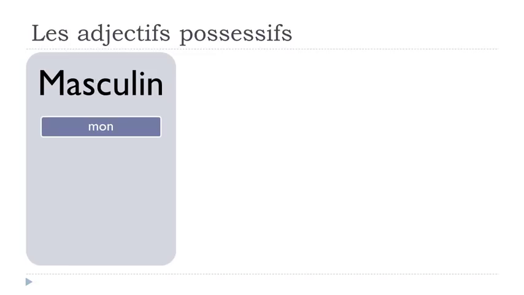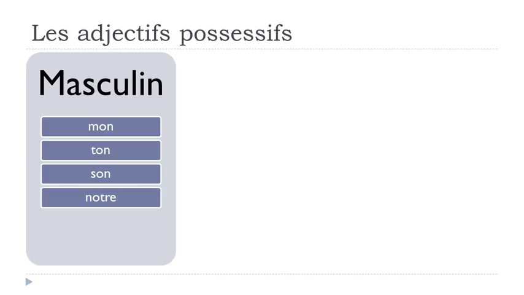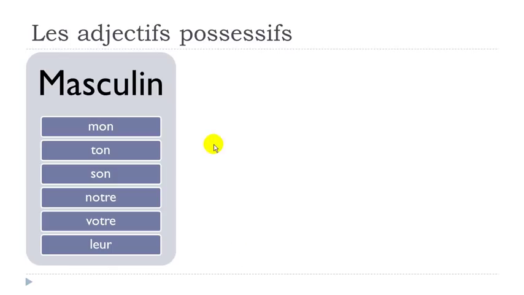So for the masculine form, we'll have mon, ton, son, notre, votre, leur. Okay, so let's be clear, you know, when we talk about les adjectifs possessifs, in English it will be my, your, his, our, your, their.